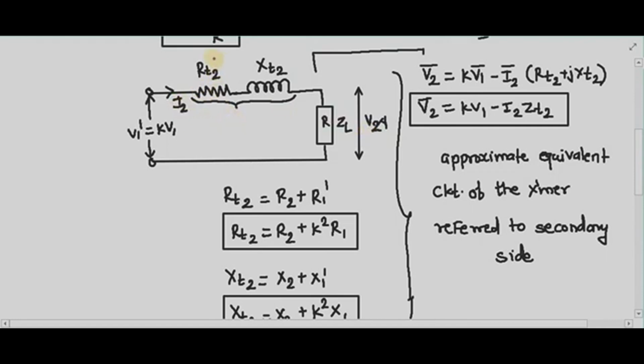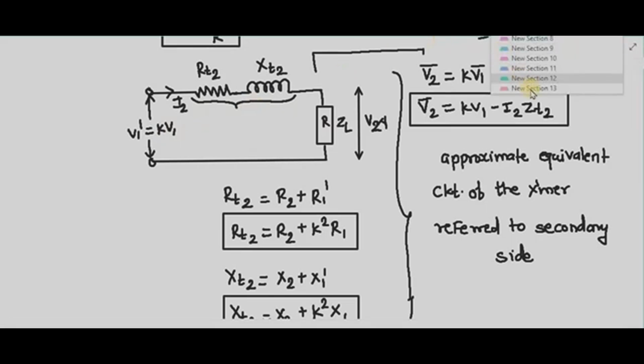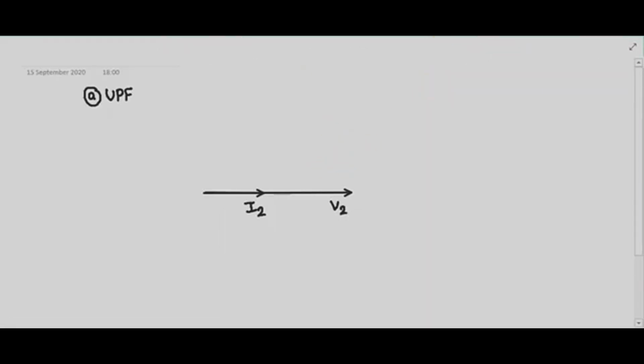Then due to this I2, some drop will take place in this RT2. That drop will be in phase with the I2. Then also some drop will take place in the XT2. That drop in the XT2 will lead my I2 by 90 degree. Then vector sum of this V2 and this impedance drop, I will get the V1 dash. Okay. So just in this way we will proceed for the phasor diagram.